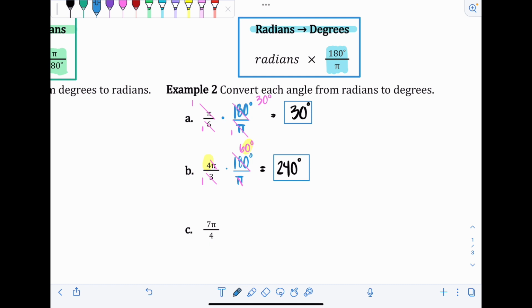And then the last one for C, it's 7 pi over 4. So we're going to take that 7 pi over 4 and multiply it by 180 degrees over pi to convert to degrees. So we can cross cancel the pi's again. 180, I think, is divisible by 4. I think it's 45. Yeah, it's 45, so we can cross cancel the 4 and the 180. The 4 would become a 1, and the 180 would become a 45. And then now we need to multiply the 7 and the 45 together, and that would give me 315 degrees. So 7 pi over 4 converted to degrees would be 315 degrees.